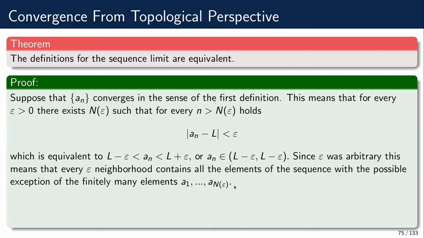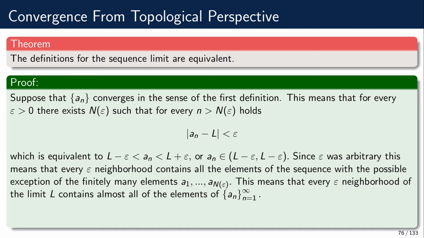So this epsilon neighborhood contains almost all the elements of the sequence except maybe for finitely many. And since epsilon is arbitrary, this means that every epsilon neighborhood contains almost all elements of the sequence. This is how strong this definition is.